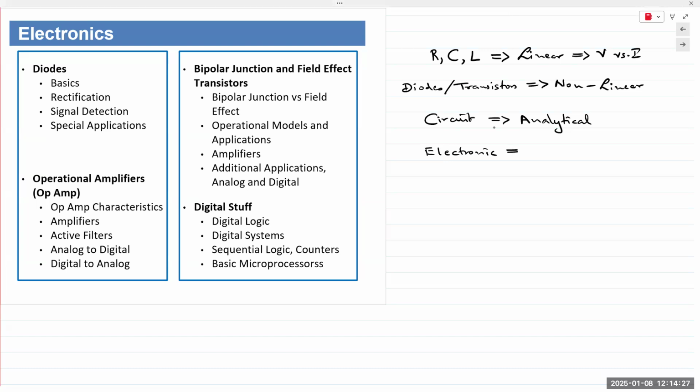Okay, electronic devices are numerical analysis. So the solution is not always exact. It is approximate. And the reason it is approximate is because we need to use numerous models to describe our devices.